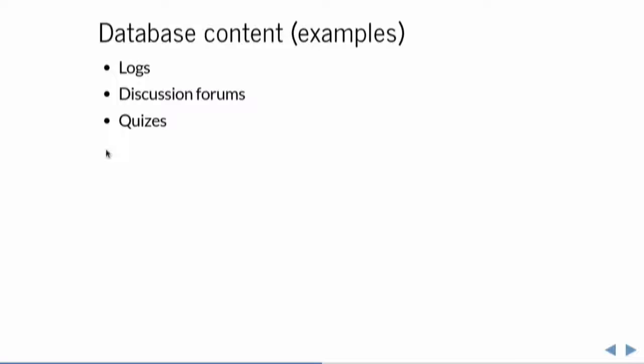There's quite a lot of information that's stored directly in the database. Discussion forums are another example. There's obviously the text of the post, but also who posted it, whom they were replying to, and so on. Another large part of the database is quizzes. Quizzes store all the data related to questions, all the text, all the answers, and so on.